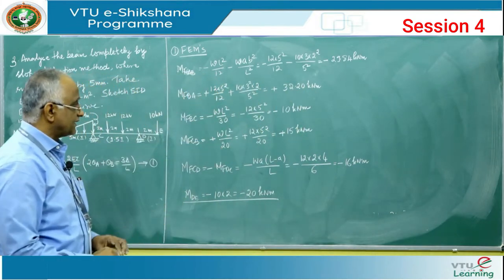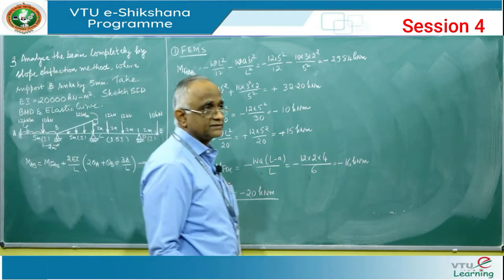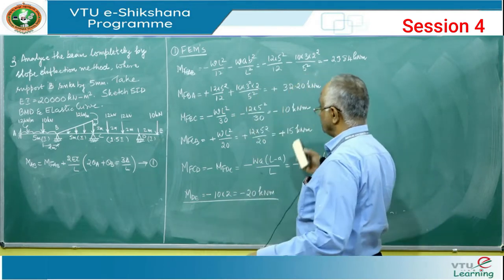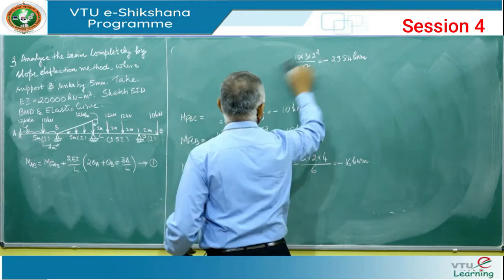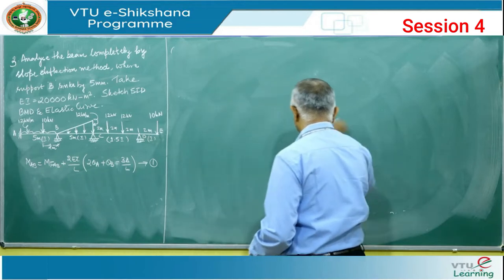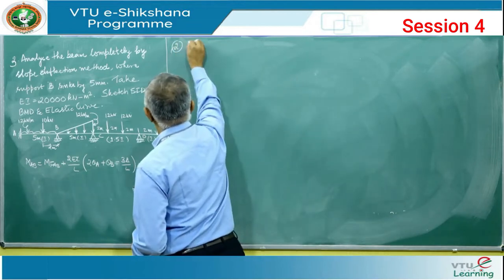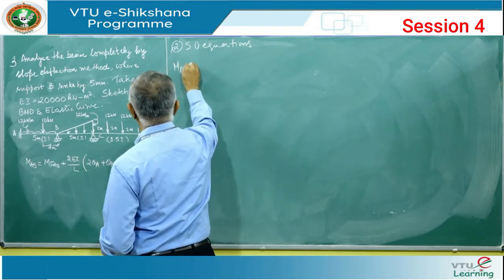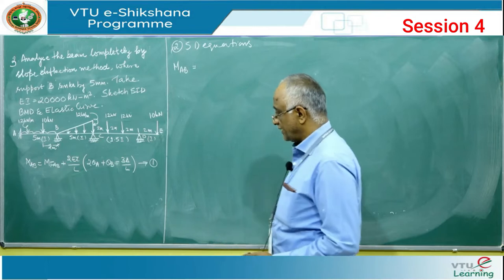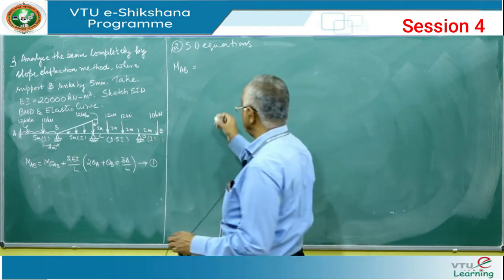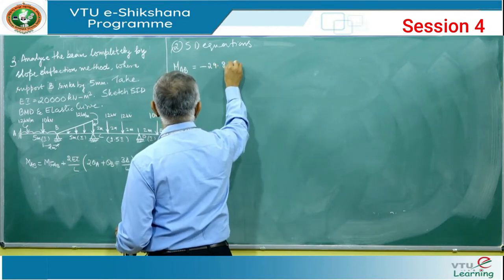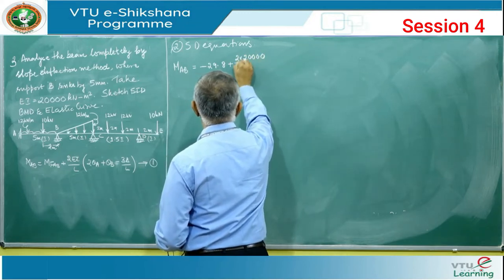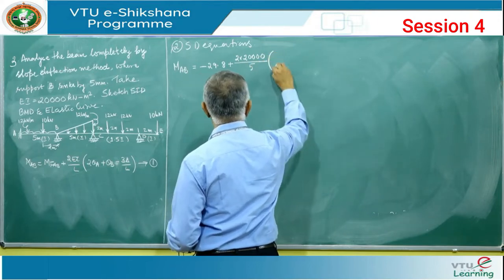Let us keep these moments at one side and again we can go for the next step. So what is the next step? It is development of the slope deflection equations using the available data. Let me put it on the same place. Slope deflection equations, MAB, MFAB is, you know the value, it is 29.8 plus 2 EI by L, 2 into EI is 20,000 divided by L is 5 meter, you have 1 I, so it is 2 I only.